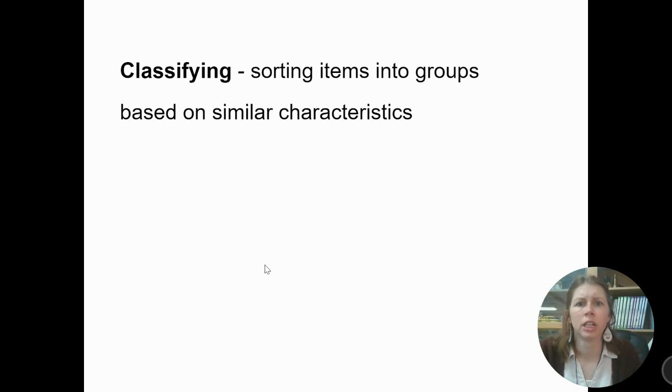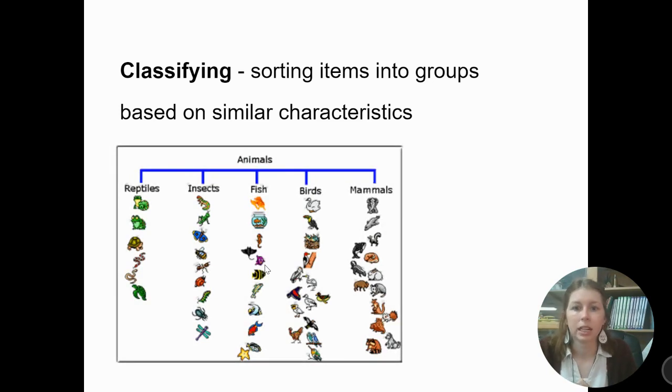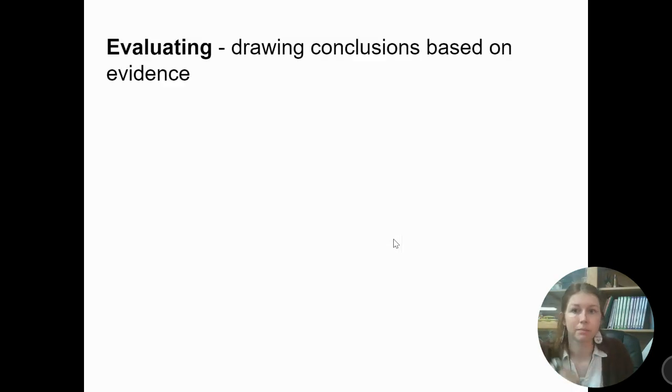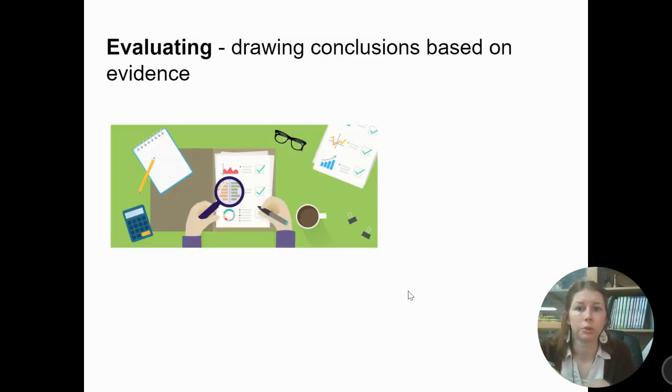Classifying. Scientists should be able to sort items into groups based on similar characteristics. So here's the main example I have. You have a bunch of animals. They're all animals, but reptiles share certain characteristics. Insects share different characteristics, and so on. And so being able to put things into groups, and even within mammals, we can sort those into smaller categories or classify it more.